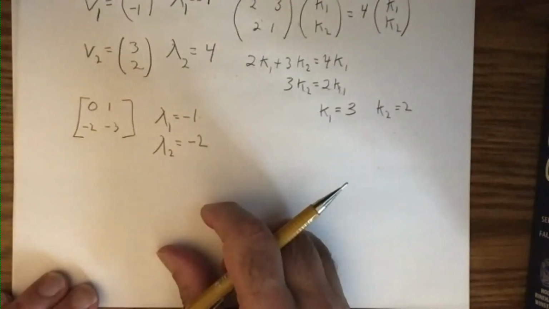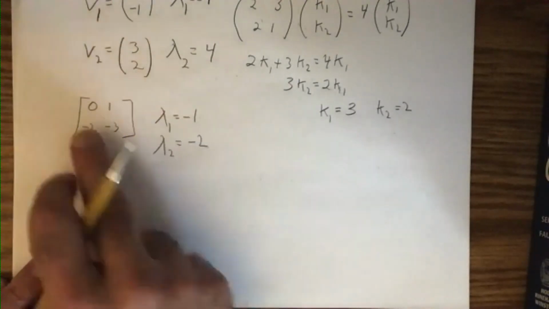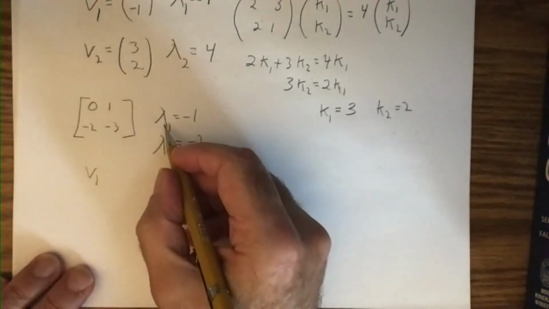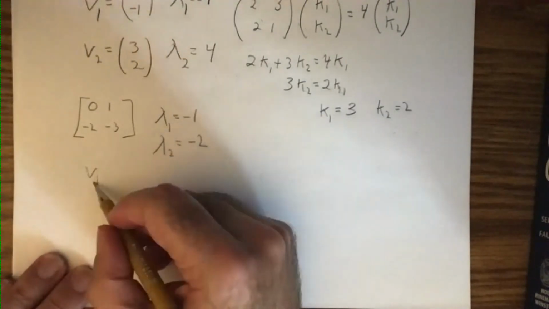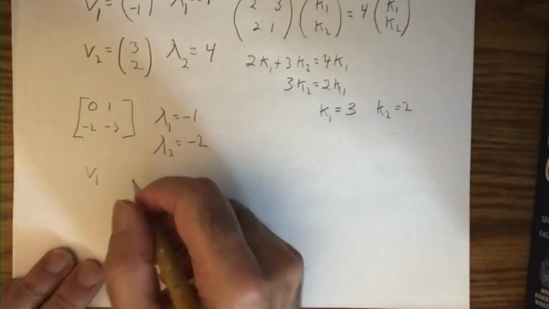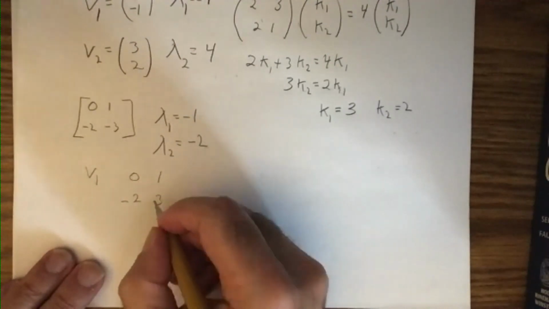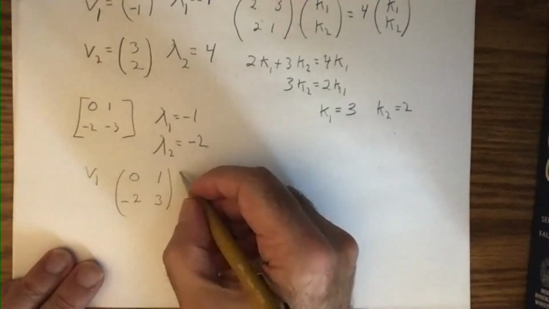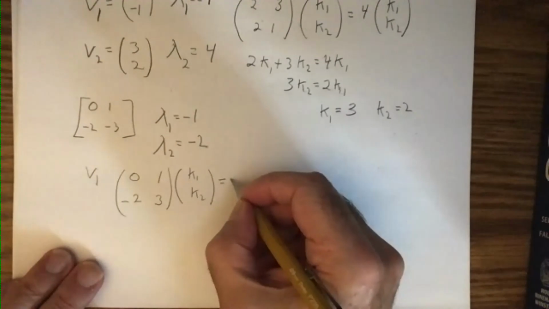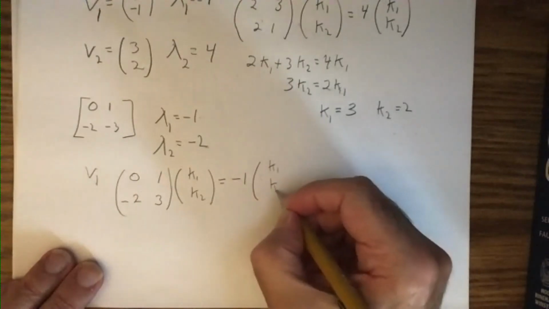All right, so let's see. Let's go ahead and find the eigenvectors for this matrix, right? And so let's find V1, right? So for V1, I have to make sure that I associate V1 with lambda 1. We'll see why that's important in a minute when we solve the differential equation. So I'm going to write this as 0, 1, -2, 3, and then I'm going to write K1, K2, minus, I'll put in the -1, and then this K1 plus K2.